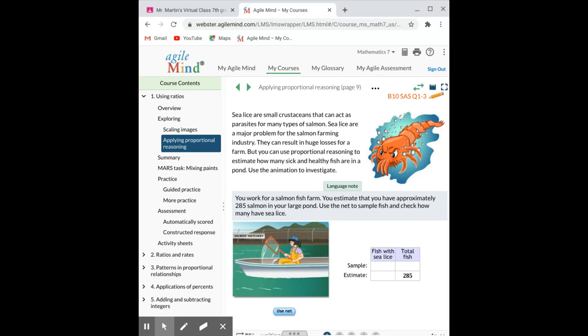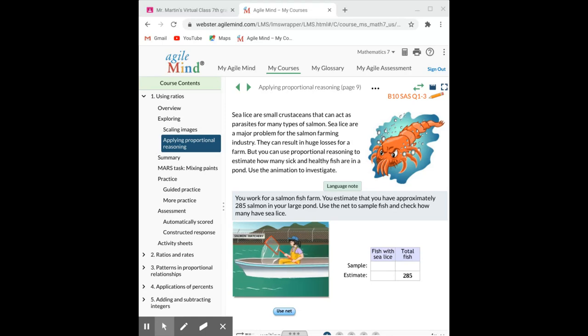So we're going to get started today by reading our first page that is dealing with sea lice. This is a very disgusting creature, and we're going to find out about them today. So, if you would, Miss Angel, would you read this for us, please? Go ahead, Angel.